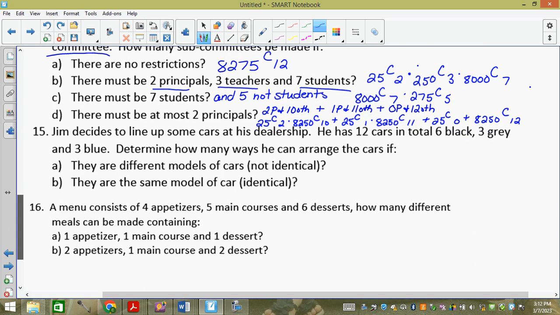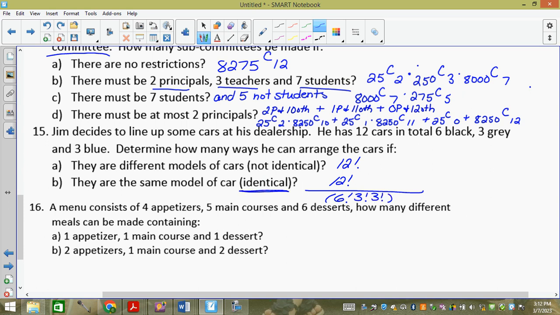Then we have 15. Jim decides to line up his cars in the dealership. He has 12 cars. There are 6 black, 3 gray, 3 blue. Different models. What does it change? What does different models do? It just means you don't divide by factorial, correct? The 6 black, I can tell a difference between them. So if I'm just arranging them without saying the first one has to be black, whatever, this one will be 12 factorial. These ones that are identical, it's 12 factorial, but I have to divide by 6 black because they would look the exact same, 3 gray, 3 factorial, and 3 blue.